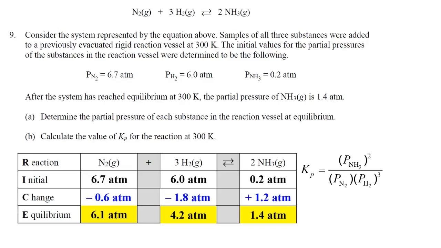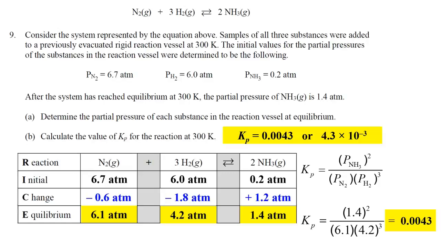Let's plug in our actual values for the partial pressure of each gas, and it looks like this. 1.4 atmospheres squared. We're not going to use any units because remember that the equilibrium constant K, whether that's Kc or Kp, is a dimensionless quantity that has no units. So 1.4 squared divided by the product of the following, which is 6.1 times 4.2 cubed. If we plug that information into our calculator, we get a value of 0.0043. So that is the answer to part B. The value of the equilibrium constant, Kp, for the reaction at 300 Kelvin is equal to 0.0043. Or you could also write that number in scientific notation as 4.3 times 10 to the negative 3. So again, those are the answers to question 9.